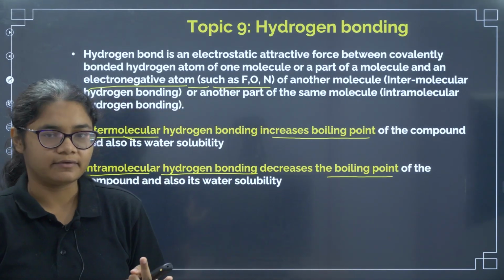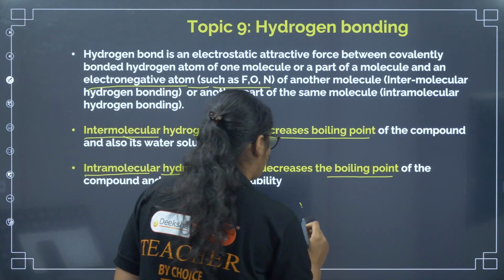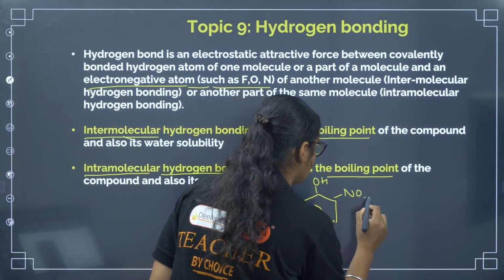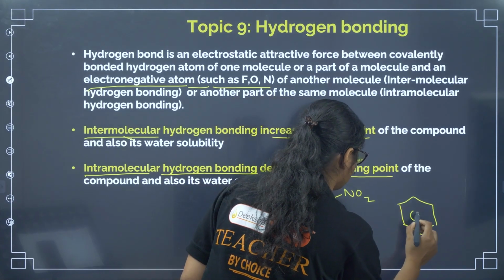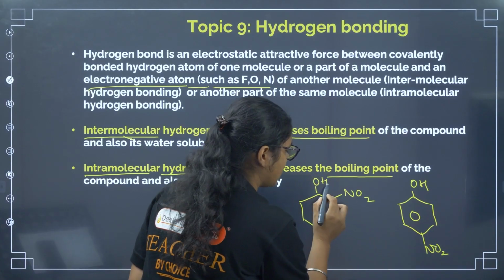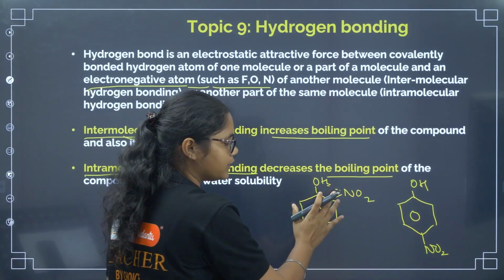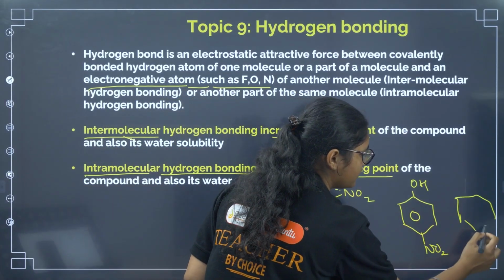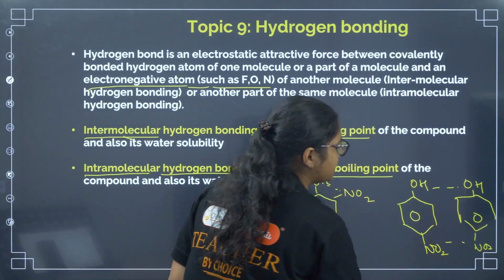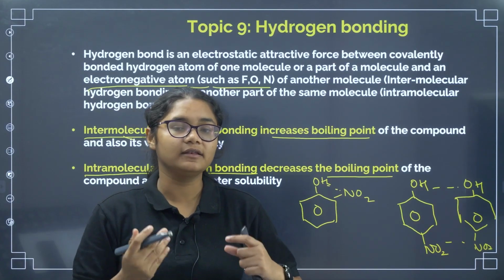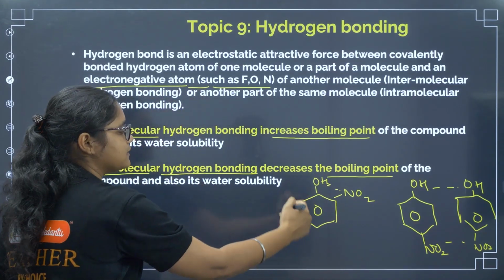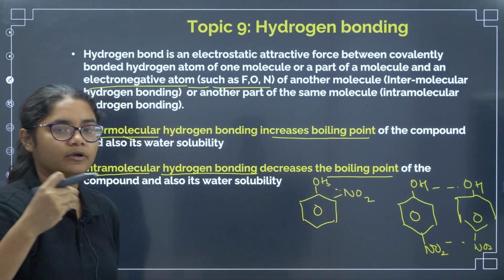Okay, for example, we have two compounds: orthonitrophenol and paranitrophenol. Now if you see here, this one can have intramolecular hydrogen bonding, and here we can have intermolecular hydrogen bonding, right? So if intermolecular hydrogen bonding is there, then it is difficult to separate the molecules and the boiling point will increase. So in this case, the boiling point will reduce. In that case, the boiling point will increase.